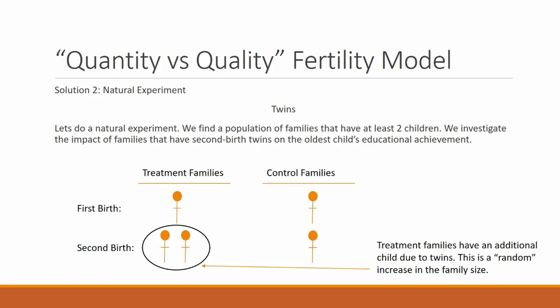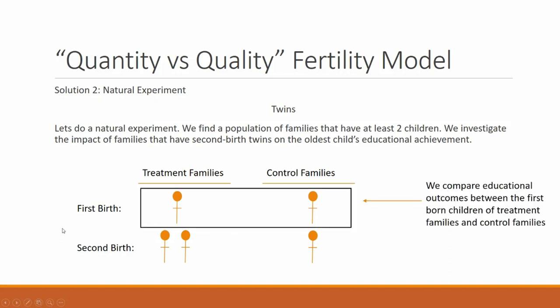And so these families that have twins basically have a randomly assigned additional child. Their family size is exogenously larger. So the treatment families are families that have twins in the second birth, and the control families are families that have a single child at the second birth. The treatment families have a randomly assigned additional child, so they have a larger family size than the control families.